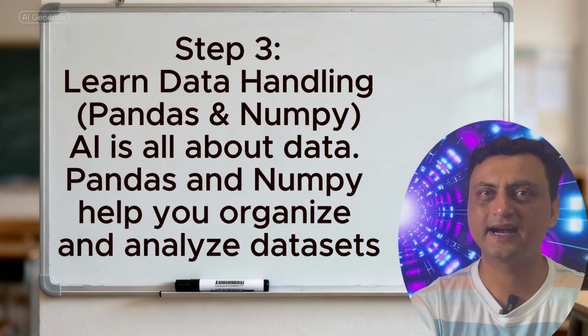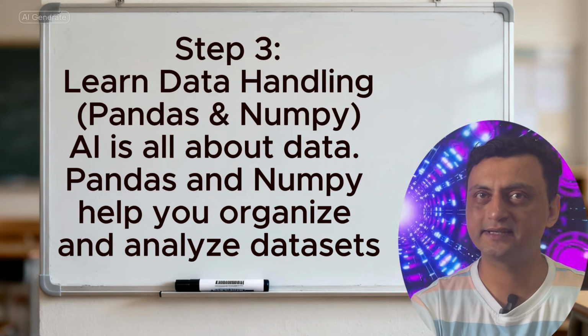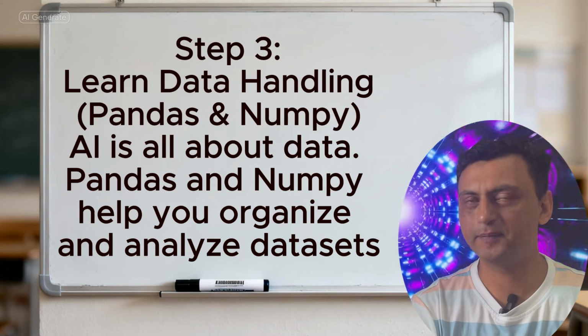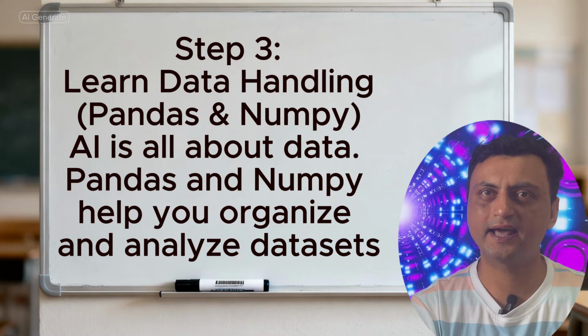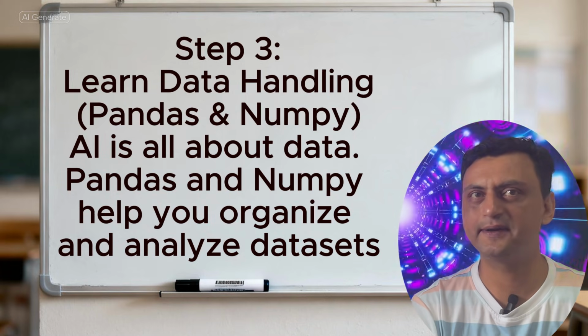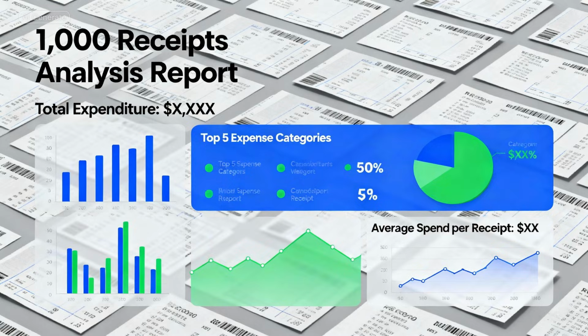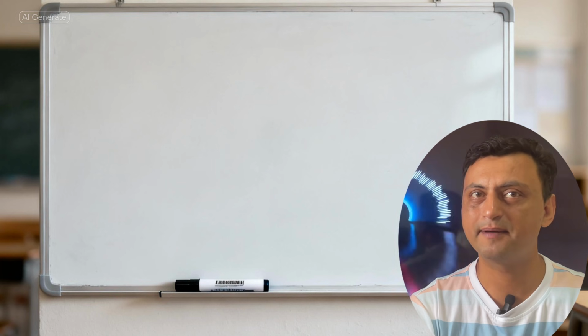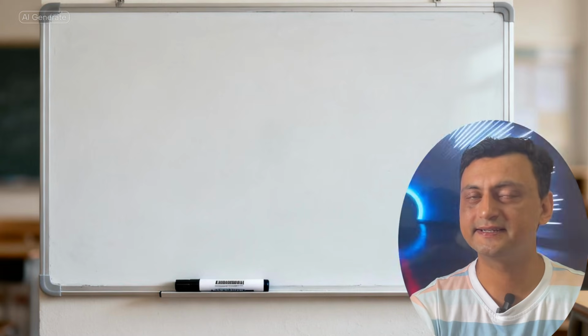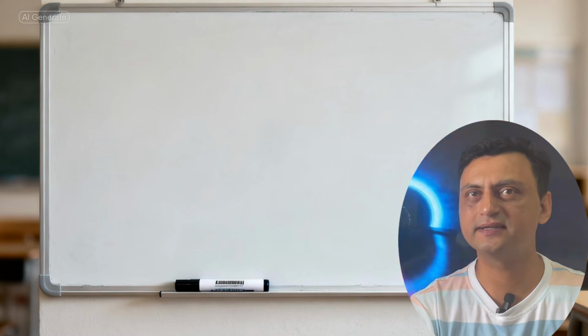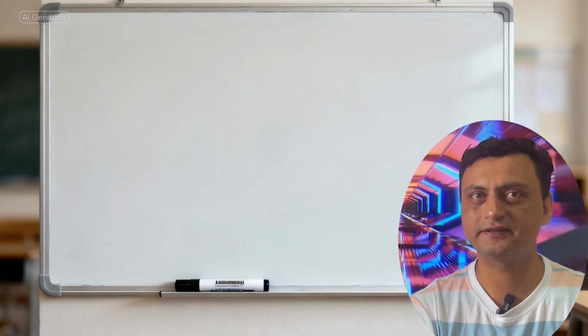Step 3, learn data handling using pandas and NumPy. AI is all about data. Pandas and NumPy help you organize a dataset. Example, you have a dataset of 1000 grocery receipts. You can find trends like how often milk is bought with bread, and which day of the week people buy more snacks. Example 2, analyze network logs to detect patterns or anomalies. Next example, you can manage data like an advanced Excel sheet, making insights much easier.